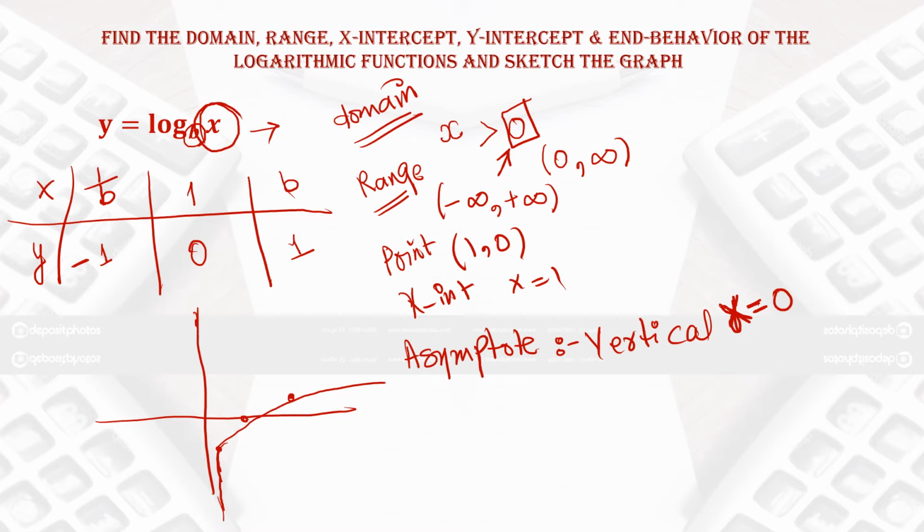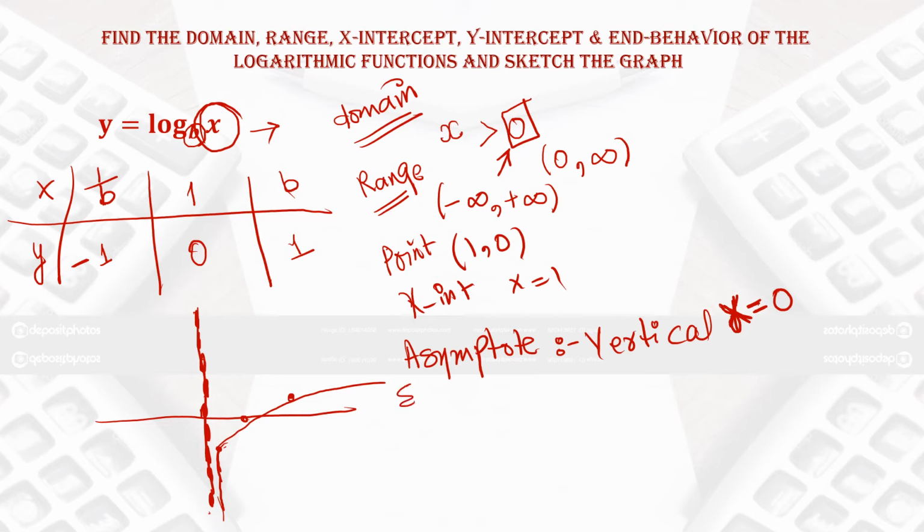And since you have a vertical asymptote at 0, make a dotted line on the 0. Never ever let the graph touch this asymptote, which means that the graph will come closer to the 0, but it will never ever touch the 0.